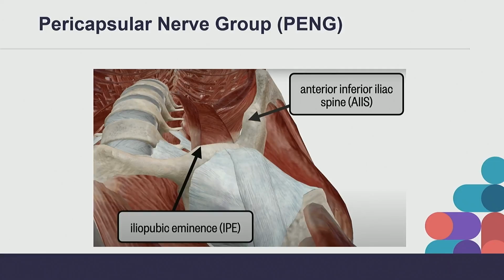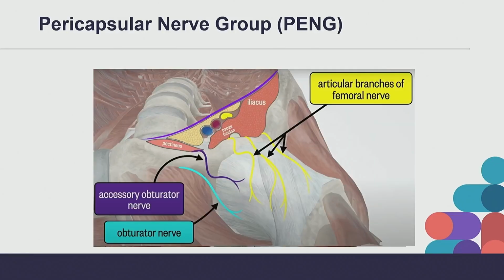What this does is it's really trying to get the terminal branches off of the femoral, the obturator, and the accessory obturators. And so I just superimposed the muscles on top of the bony structures here. Here's the pelvic brim. You can see the AIIS over here, the iliopubic eminence. And in this trough here, right underneath the iliacus muscle and the psoas tendon, you have these terminal branches of your femoral nerve, your accessory obturator, and your obturator.